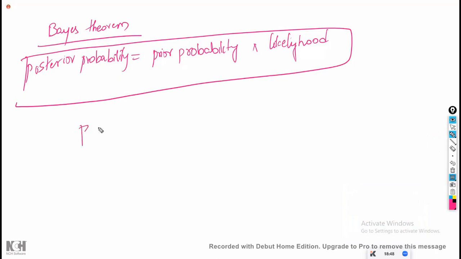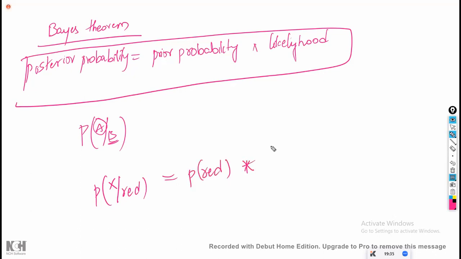That means the probability of A by B is equal to the probability of A and the likelihood of this one. The probability of A by B means the probability of A being red, whatever the given data point being red. In this example, the posterior probability of X, any data point being a red data point, is equal to the prior probability of red into likelihood. Likelihood means, in terms of the given data, that is red with respect to X.